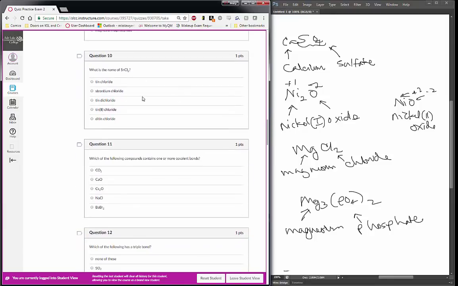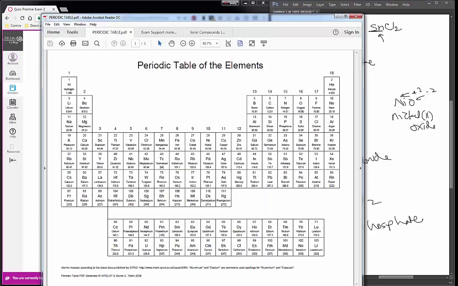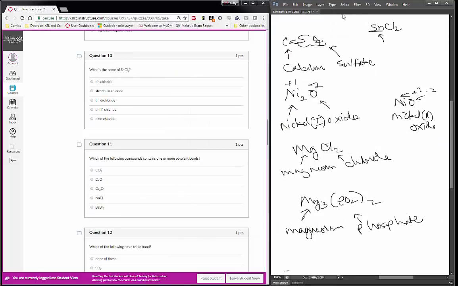One more here. What is the name of SnCl2? So this is another ionic compound because tin is a metal, and tin is a post-transitional metal because it is right here. So we're going to name it just like the transition metals. We know that each chlorine is -1 because they are in group 7, and there are 2 of them, which means that that one tin needs to be +2. So this is going to be tin(II) chloride right there.